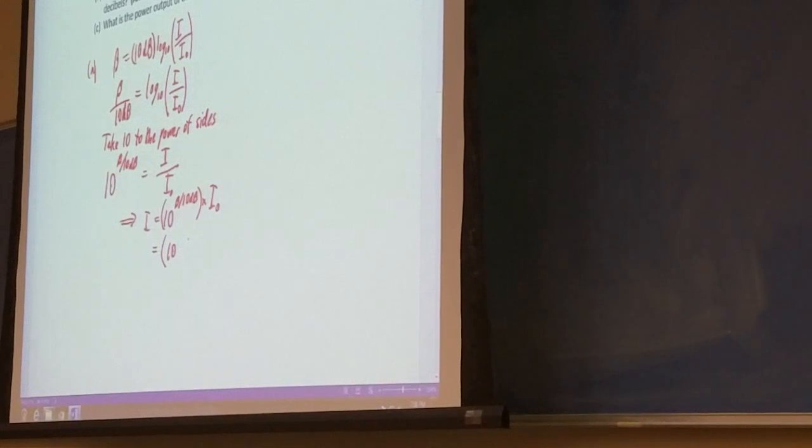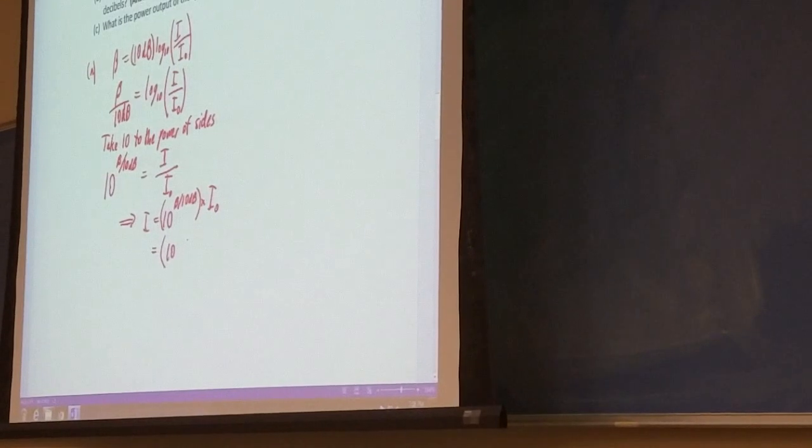What is beta? Like, what's the value of beta? In part A. You know what beta represents? 110? Yeah, it's the sound intensity level. It's 110 decibels.